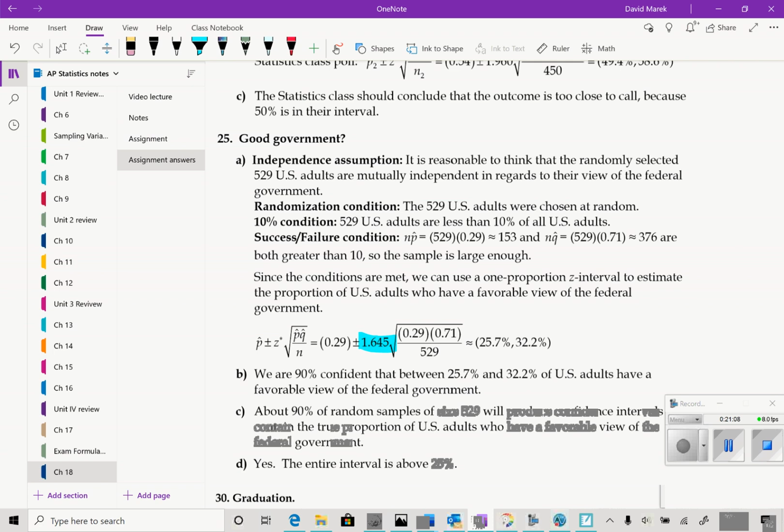And again, p hat 0.29, q hat 0.71, sample size n is 529, so that'll give us something between 25.7 and 32.3%. Again, what does this mean in context? We are 90% confident that between 25.7% and 32.2% of all U.S. adults have a favorable view of the federal government.